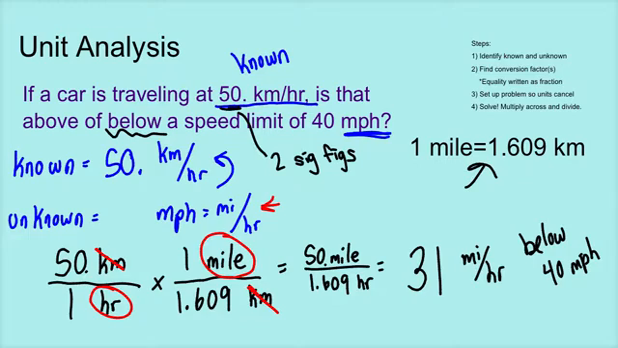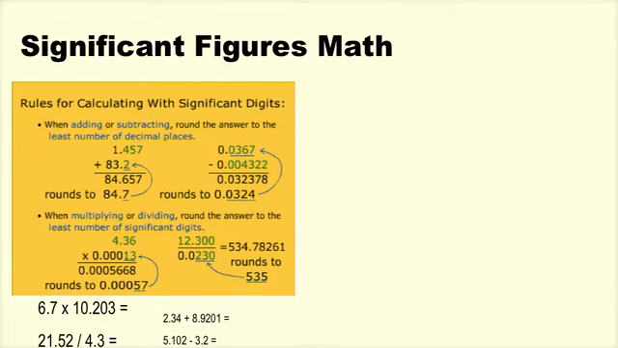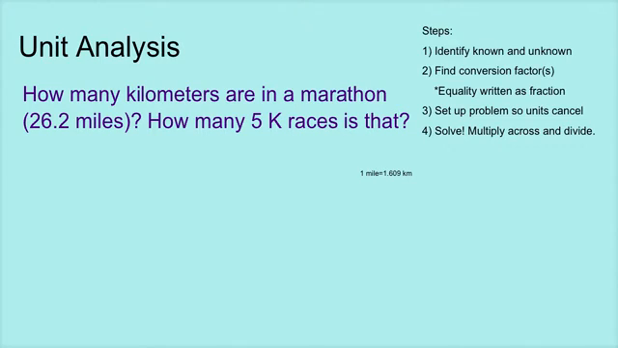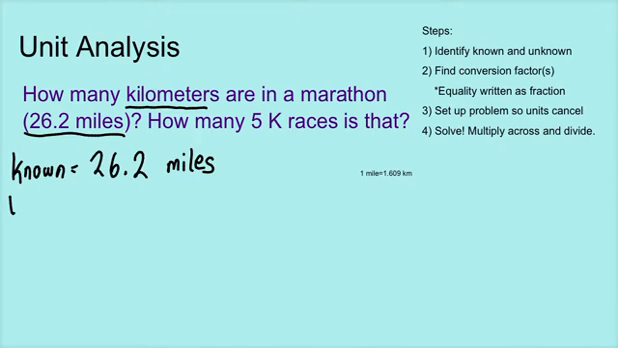Okay, so there's one example. Let's look at a slightly more complicated example. How many kilometers are in a marathon? Okay, so this is a very similar problem, only this time instead of having a speed, a mile per hour, our known is just one number, 26.2 miles. My unknown is how many kilometers that is.